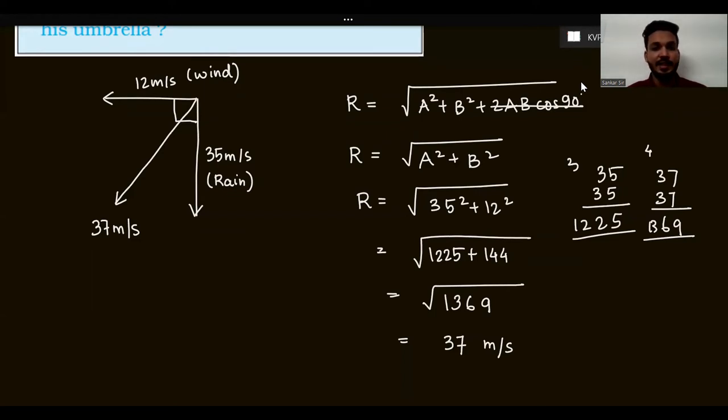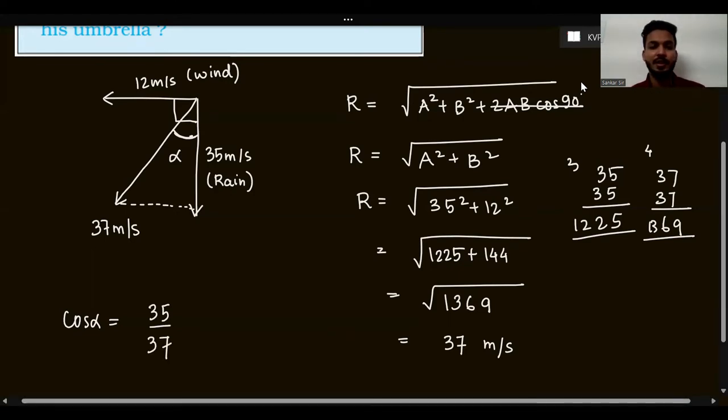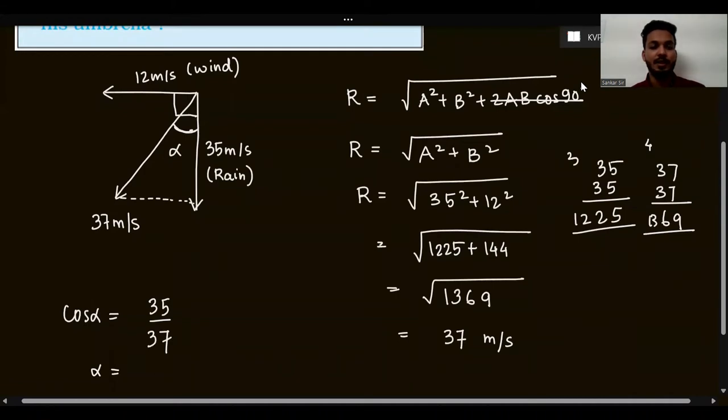So to find out this angle from the vertical, let's call this angle alpha. Cos alpha would be what? Cos alpha would be base upon hypotenuse, 37 being the hypotenuse. If you imagine a right triangle like this, because all these vectors are from trigonometry only, anytime you are confused, just make a right triangle and figure out what you are trying to find. So cos alpha would be 35 by 37, base upon hypotenuse. So from here alpha can come out to be cos inverse of 35 by 37.